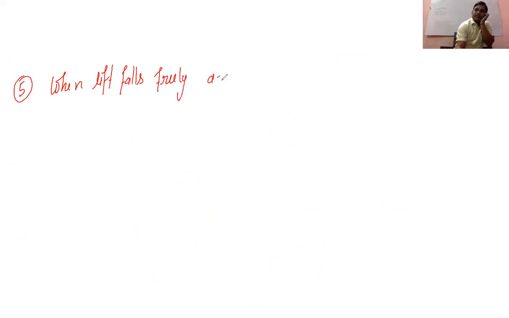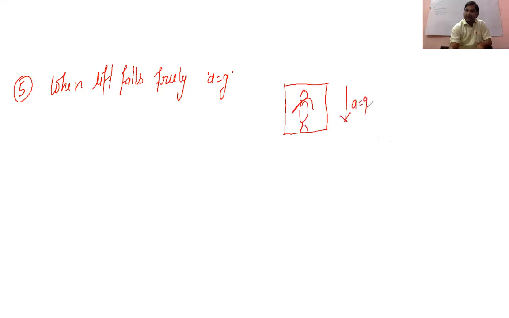Freely means what? a is equal to g. Means this is the case when the rope of the lift is broken. अगर लिफ्ट की रस्सी टूट जाए बच्चे, तो उस समय क्या होगा? ये लिफ्ट और लिफ्ट की रस्सी टूट गई तो a is equal to g हो गया बच्चे.